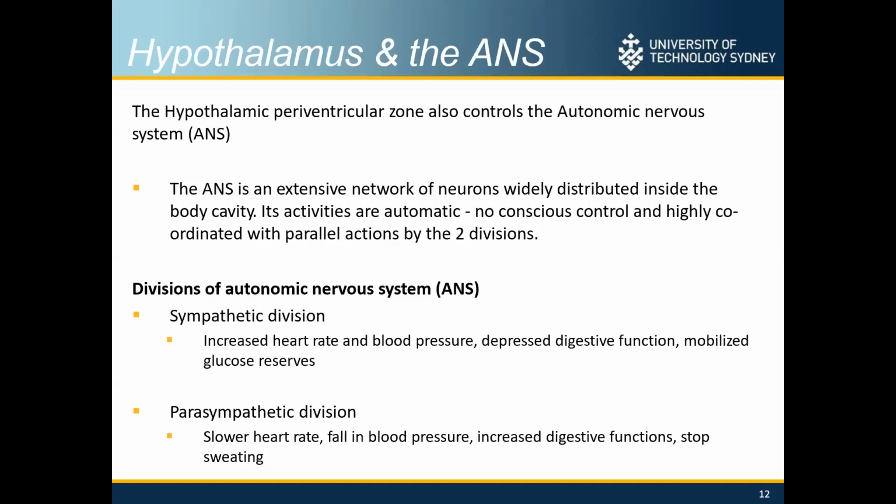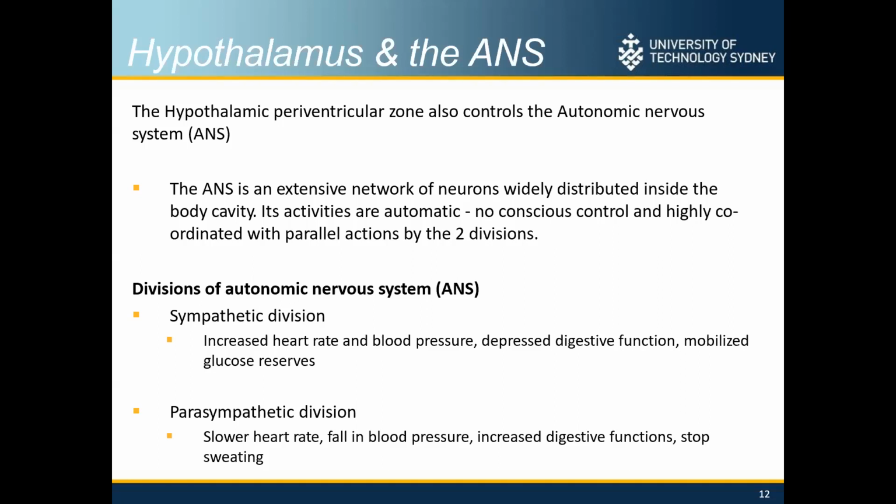As noted earlier in this lecture, the periventricular zone also modulates the autonomic nervous system. The autonomic nervous system is an extensive network of neurons widely distributed inside the body cavity, which works automatically without conscious control. The autonomic nervous system is divided into two parts. So you've got the sympathetic nervous system and also the parasympathetic nervous system.